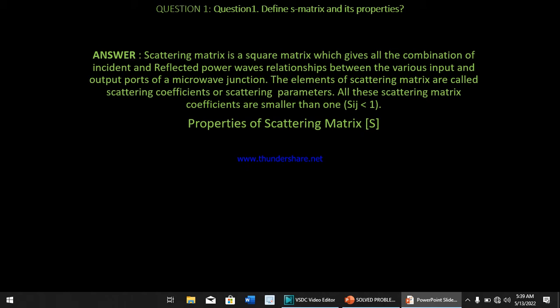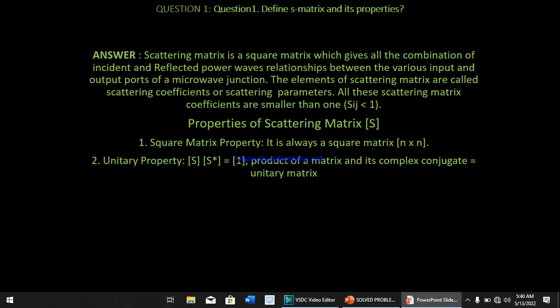The properties of scattering matrix. Number 1, it has square matrix property. It is always a square matrix in n by n format. Number 2, unitary property. That is, the product of a matrix and its complex conjugate is equal to the unitary matrix, that is equal to 1. If you have the matrix and its conjugate, the product is equal to 1.